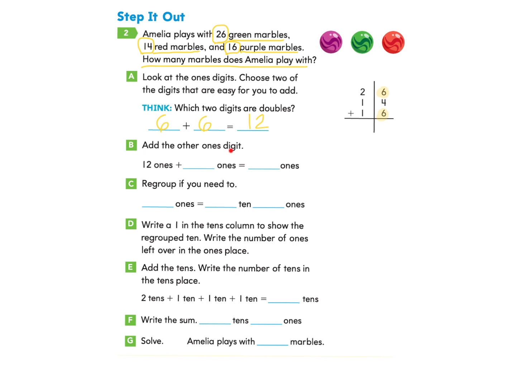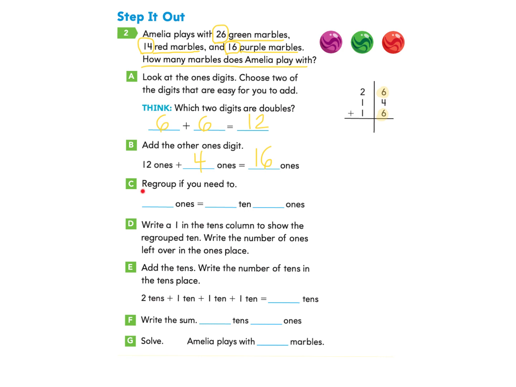Okay, let's look at part B. Add the other ones digit. So which number did we not add? Oh, we need to still add the 4. So we have 12 ones from the 6 plus 6 that we did above. And we're going to be adding in the number 4 for the 4 ones. So we have 12 ones plus 4 ones. And we know that 12 plus 4 makes 16. So we have 16 ones.